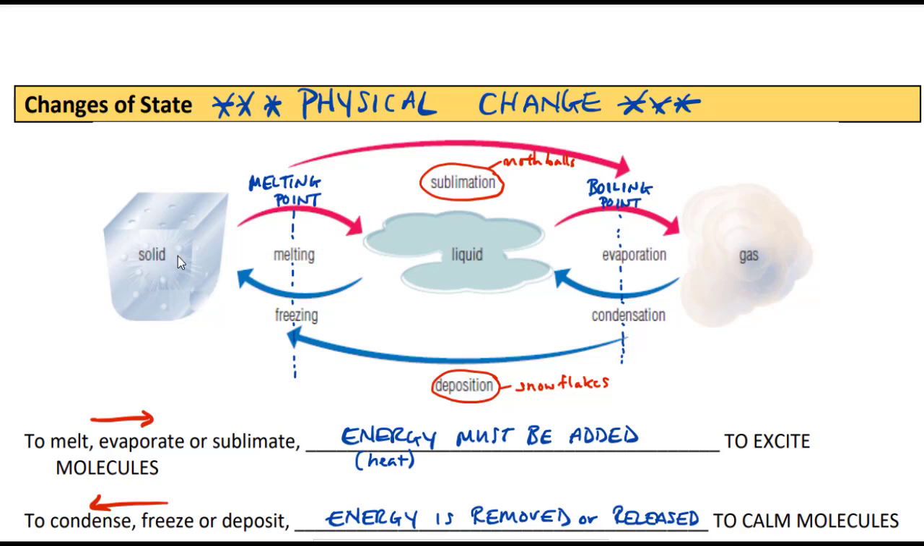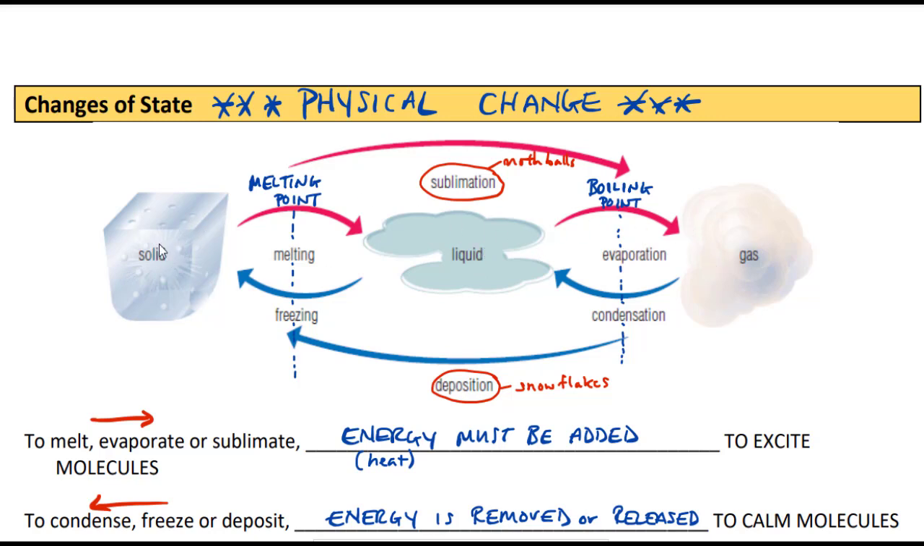Now, in order to move towards the right, if you want to melt, evaporate, or sublimate, the way that you go in this direction is you have to add energy, and usually that's in the form of heat, because the molecules or the particles that make up this solid need to spread farther apart. And when they spread farther apart, it can become a liquid. And then when the liquid particles spread farther apart, it becomes a gas. In each of these stages, it's still the exact same particles.